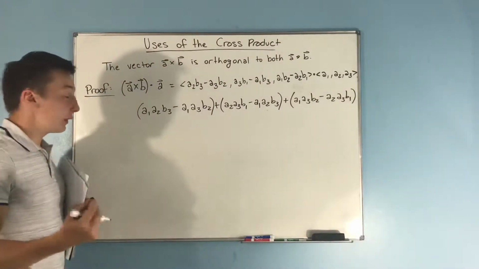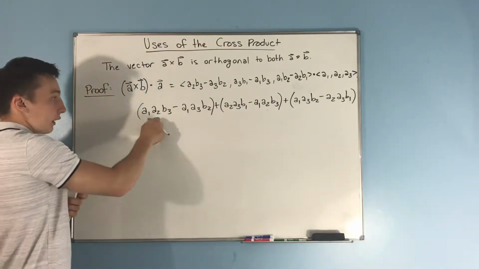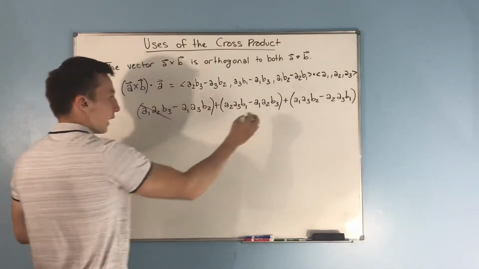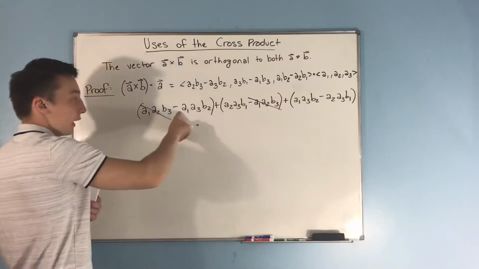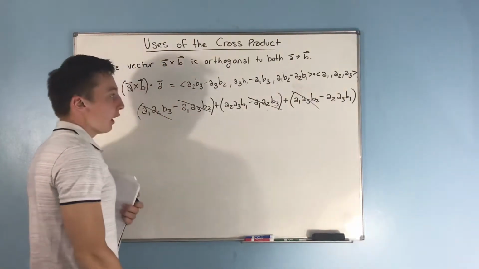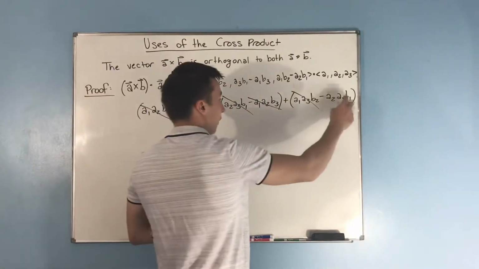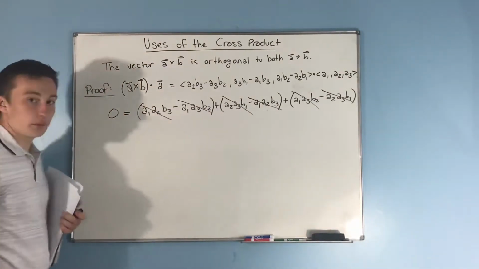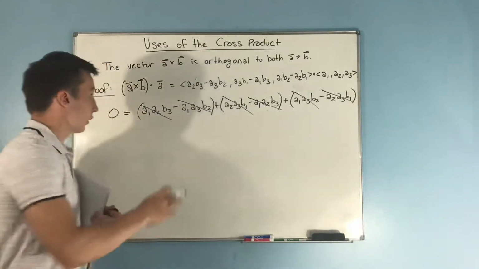Now, what you see here is that we have an A1A2B3 here. Can we find another one? Well, yeah, we have an A1A2B3 here, but now it's negative, so this cancels out with this. How about here? We have an A1A3B2, and that's negative, and we have a positive A1A3B2 here, so these go away. And lastly, we have an A2A3B1, and that's going to cancel out with a negative A2A3B1. So this whole thing is equal to 0, and that means that these two vectors are orthogonal.